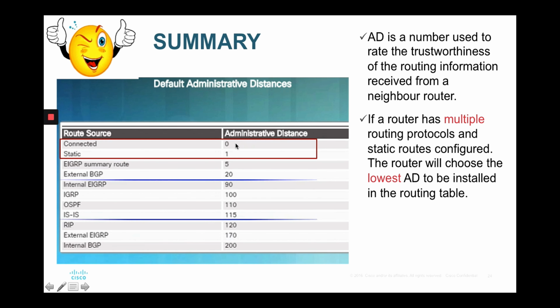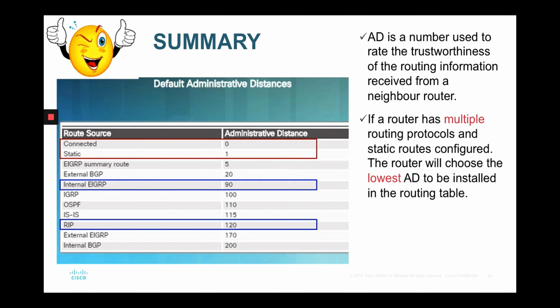If I use the second one, for example, I configure the router using internal EIGRP and Routing Information Protocol. Okay, so which path is the router going to choose to route to the destination? I believe you have the answer right. So the answer will be the lowest administrative distance, which is 90. Compared with 120, 90 is the lowest. So don't forget, when the router has multiple routing protocols and static routes configured, the router is going to choose the lowest administrative distance to be installed in the routing table and to forward to the destination.